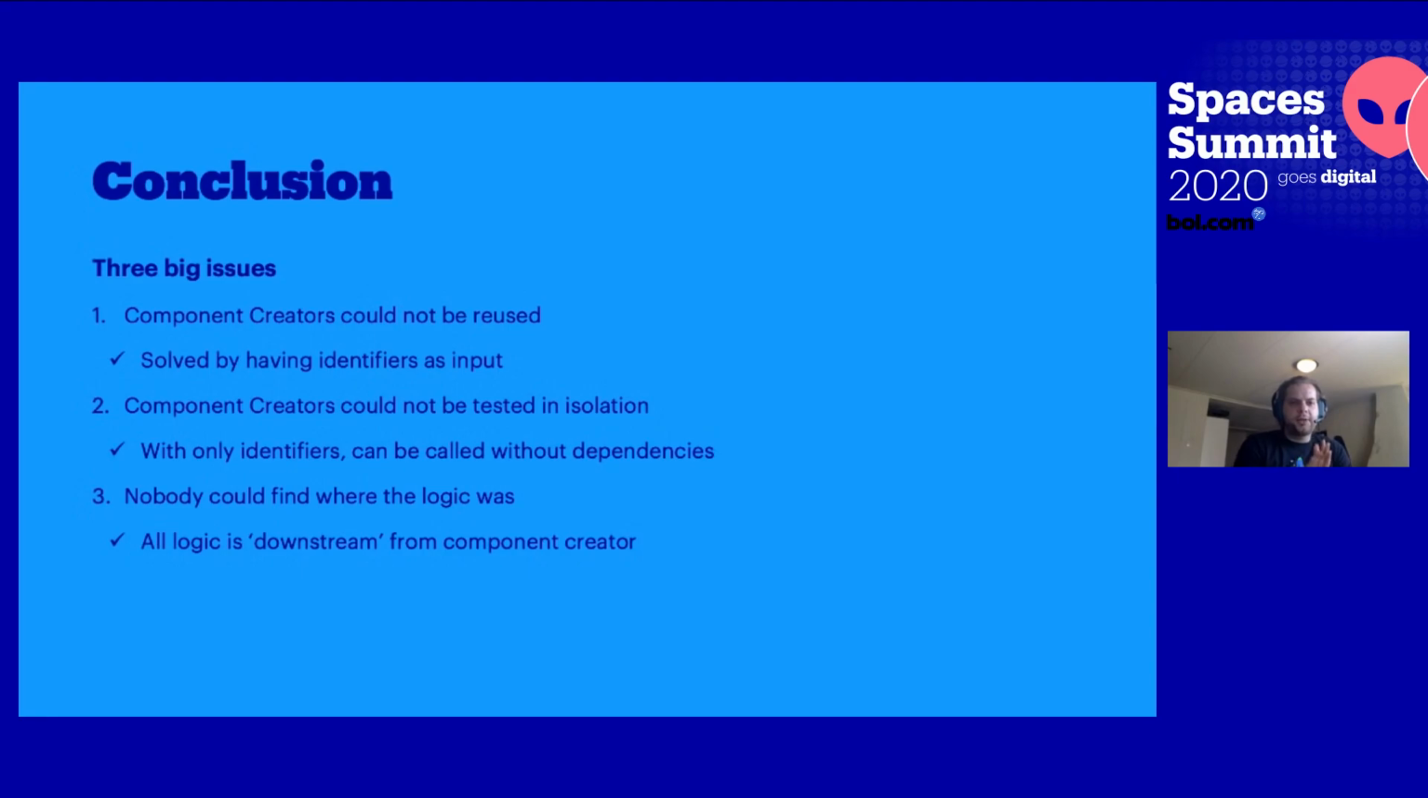So we had three big issues. The first thing is that our component creators could not be reused. So we solved that by having identifiers as input, which made it really easy to reuse component creators. The second is that component creators cannot be tested in isolation, and we have this really cool testing application, and we can do everything in isolation. And the last thing is that nobody could ever find out where the logic was. And we fixed that by making sure that all logic is always downstream from the component creator, so the component creator is always in the lead. I think we have succeeded, and I really enjoy coding in our current architecture.